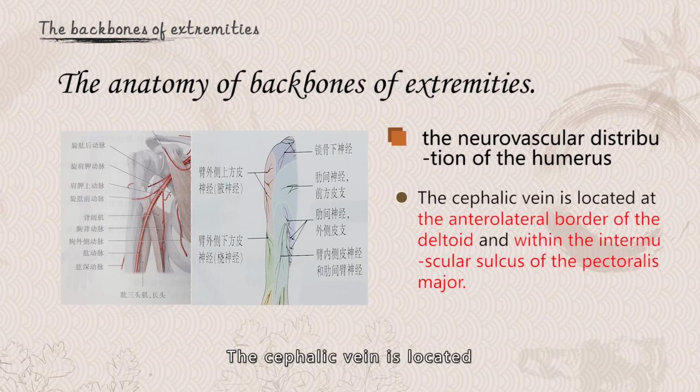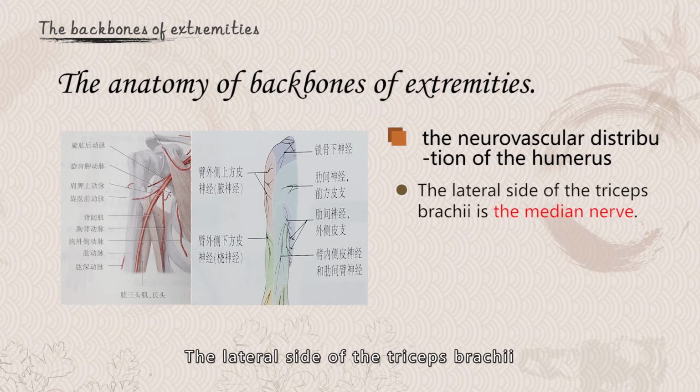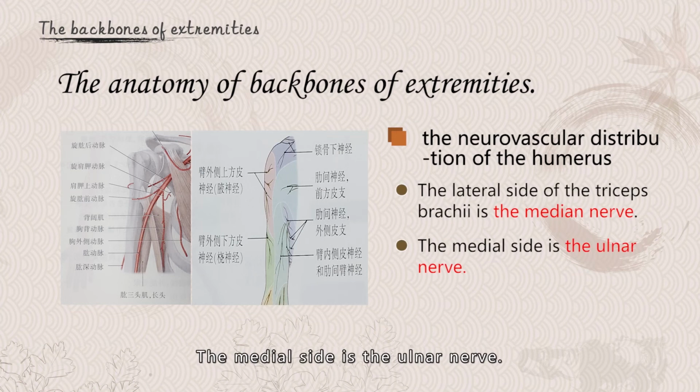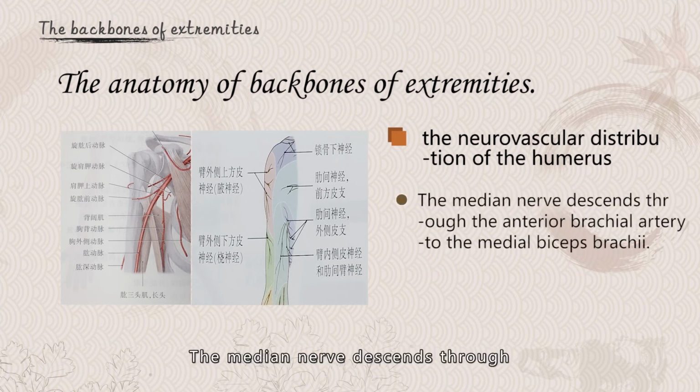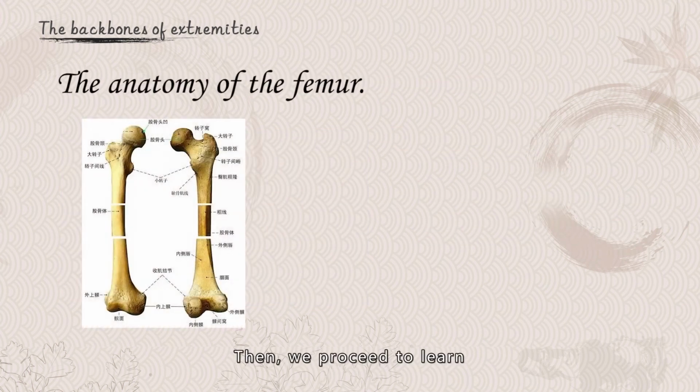The cephalic vein is located at the anterior lateral border of the deltoid and within the intermuscular sulcus of the pectoralis major. The lateral side of the triceps brachii is the median nerve. The medial side is the ulnar nerve. The median nerve descends through the anterior brachial artery to the medial biceps brachii. Then we proceed to learn the anatomy of the femur.